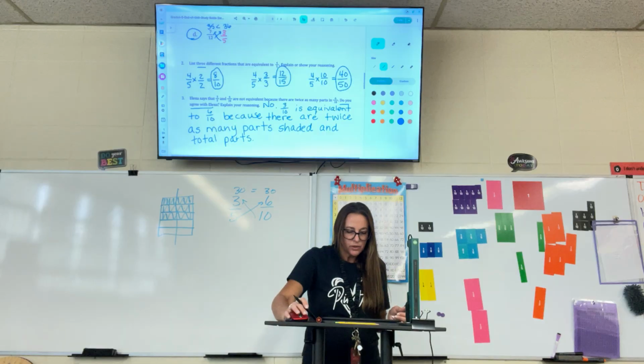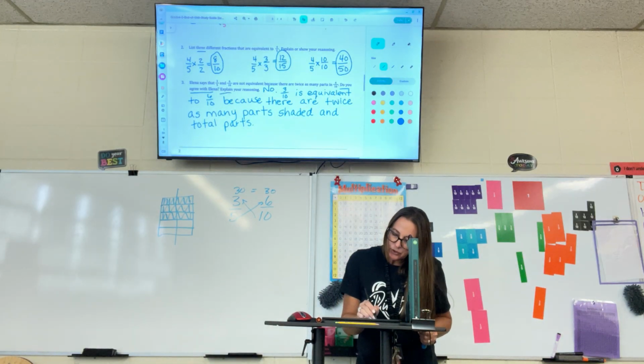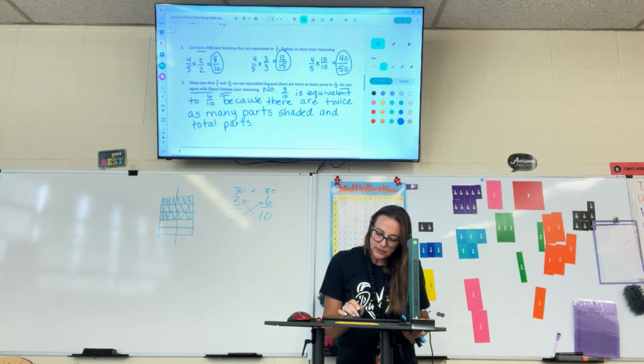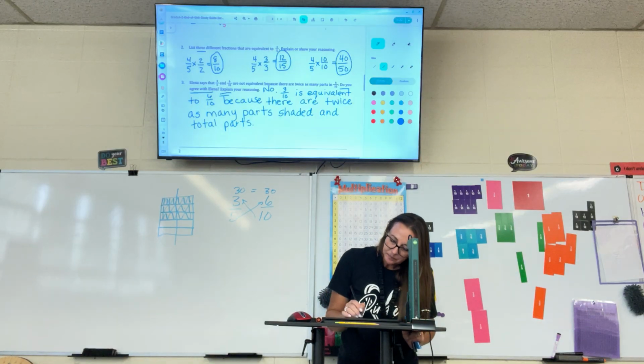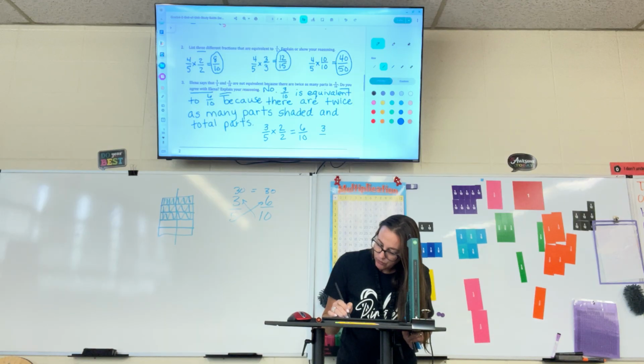You can also, since it says explain your reasoning, it does want words on that one. 3/10 is equivalent to 6/10 because there are twice as many parts shaded and total parts. And you could show it like this: if you do it to the top, you do it to the bottom. Or you could also show cross multiplying, that both equal 30.